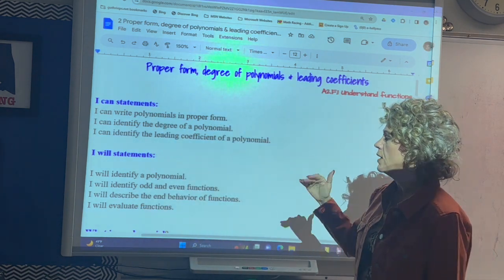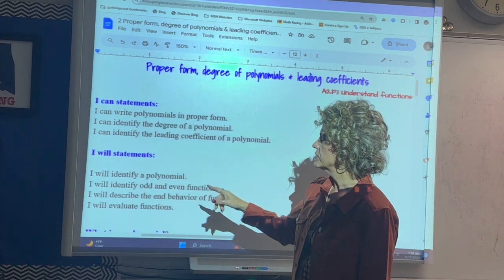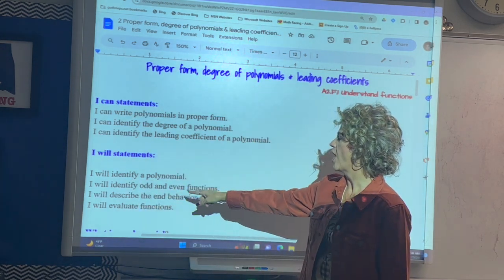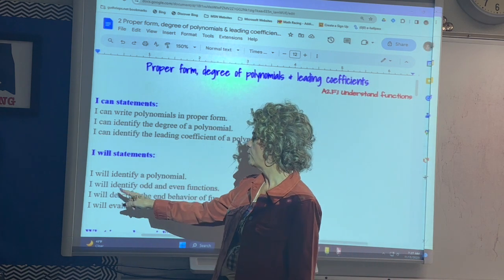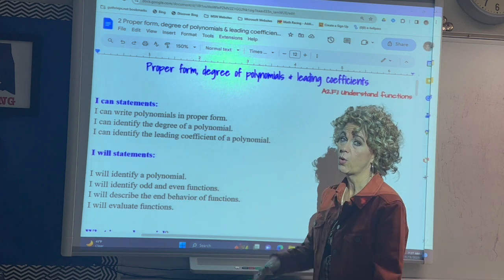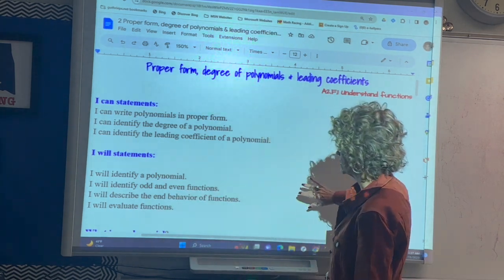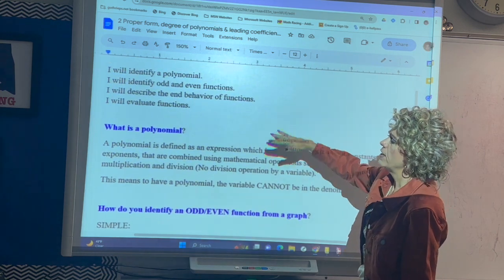Now, we are still identifying polynomials. I will identify odd and even functions. I will describe the end behavior of functions. These two things are what we will be focusing on today, and then I will evaluate functions. Okay, what is a polynomial?